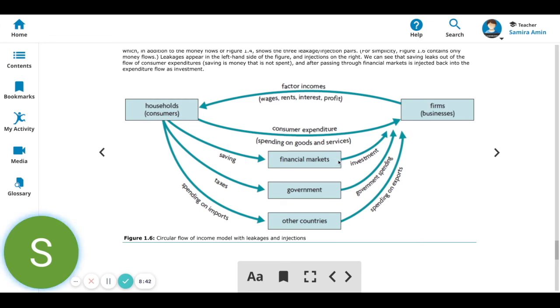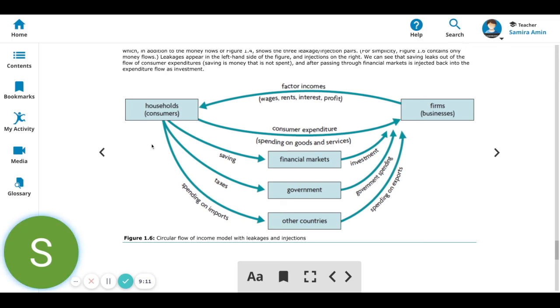If there is something which is directly stimulating the economy, it would be an injection. But something which is not directly stimulating the economy would be a leakage. So savings don't directly stimulate the economy. It's the investment that arises out of it that is stimulating the economy. Taxes are not directly stimulating the economy. It's the spending that arises out of it, by the government expenditure, that stimulates the economy.